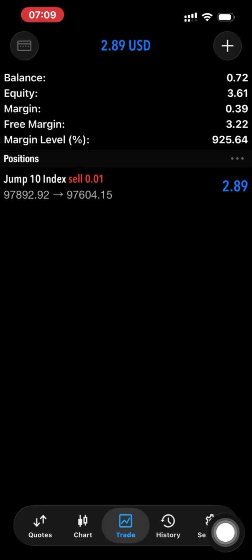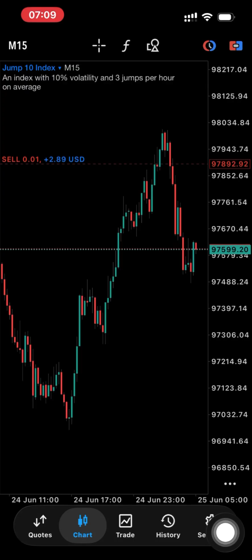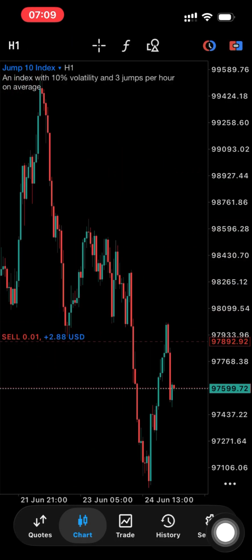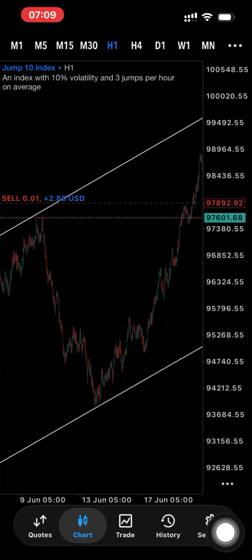So today we'll be growing the 72-cent account. I've already opened a trade here on Jump 10 Index, and it's already in a bit of profit. So let's just check the whole analysis here.